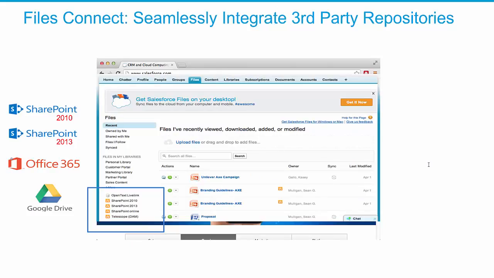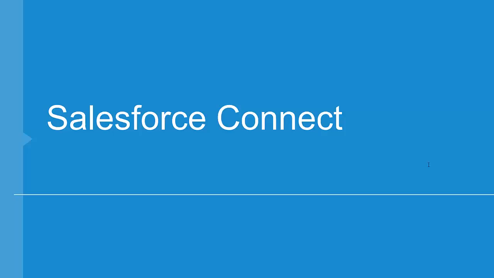Salesforce Connect is a way that Salesforce can integrate third-party repositories. This is huge for organizations that have a lot of IP and SharePoint, or for organizations that are doing everything out of Google. The idea being that you can have those files synchronized or pulled in at the point of action within your Salesforce org.